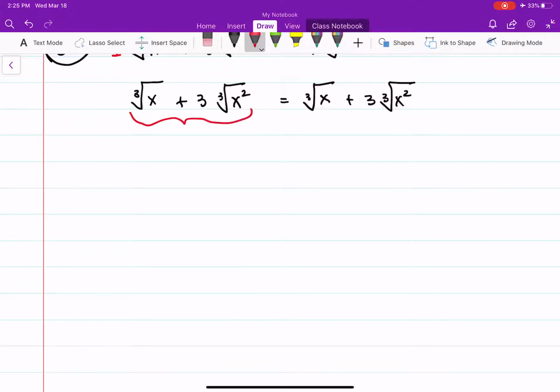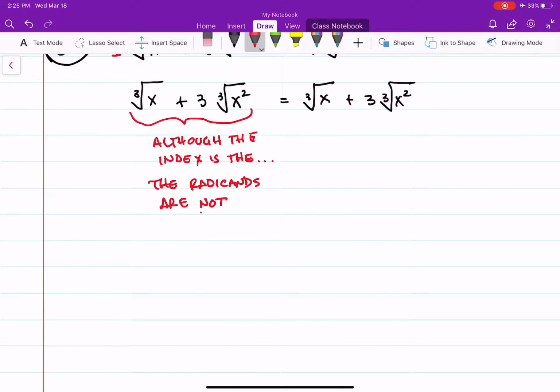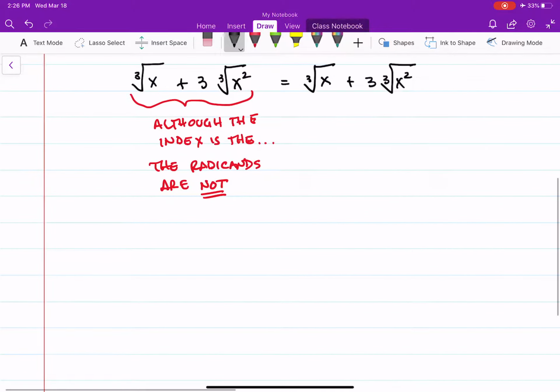So although the index is the same, the radicands are not. Okay, so that will hopefully help you guys understand that.